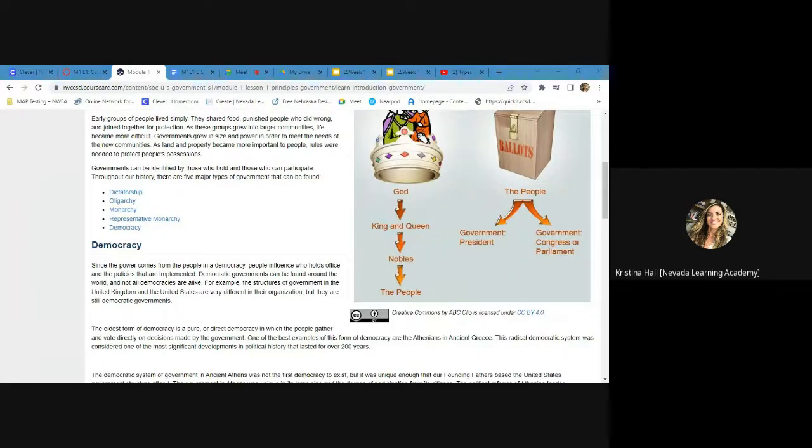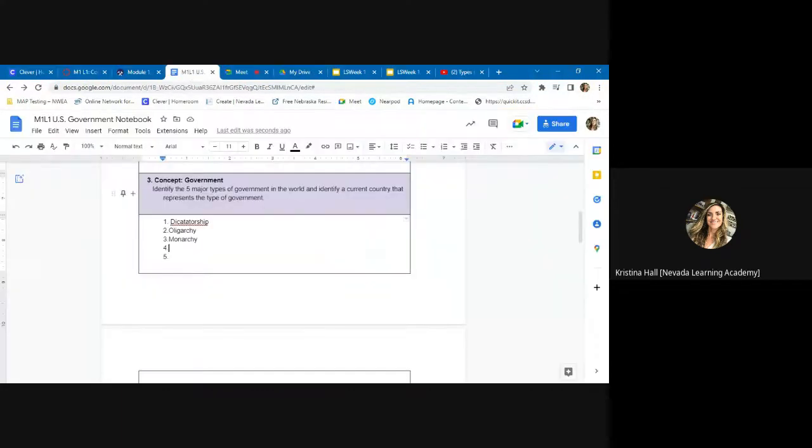Okay, so again, one person controls the government, and the people have little to no political power. So most common examples, Adolf Hitler, so that was Germany during World War II, or Fidel Castro, so that is communism in Cuba, right? So you could put, let's say Cuba. Cuba is still ruled under communism. Okay, so let's say you put Cuba. Okay. And you do this for each one.